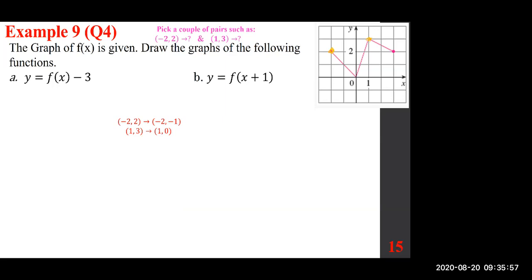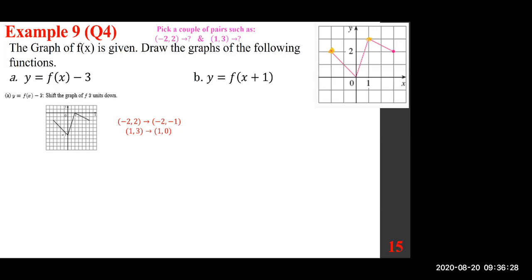So for part A, your x coordinate is not changing. Your y coordinate is changing by 3. It's going to go down by 3. So the first one, 2 minus 3, and the second one, 3 minus 3. And you can do the rest. You see the graph, class. You need a couple more points, but as long as you can do 2 points, you can do the rest of it.